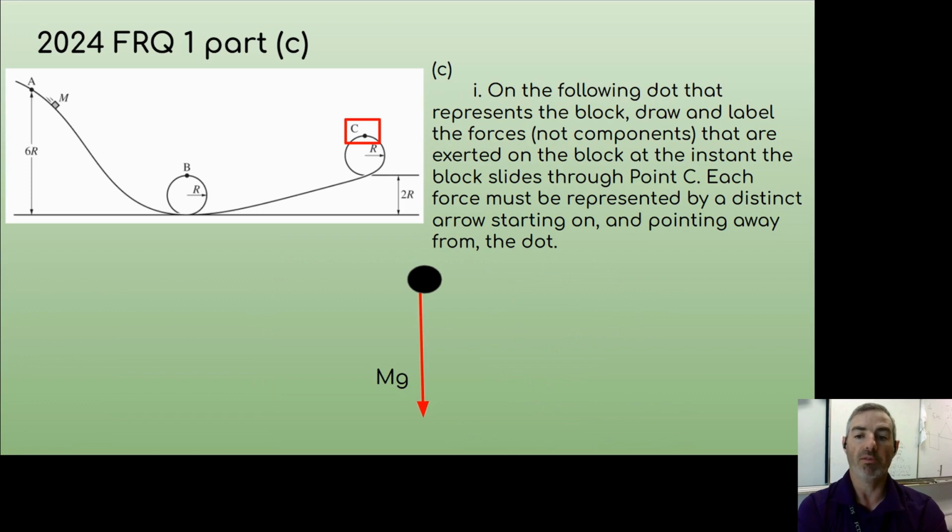So we're going to draw the normal force starting from the dot and pointing away from the dot, so that it ends up with two distinct vectors. You can't draw one vector and call it two things. You have to draw two distinct vectors for each individual force, starting on the dot and pointing away. So this is the free body diagram for point C.